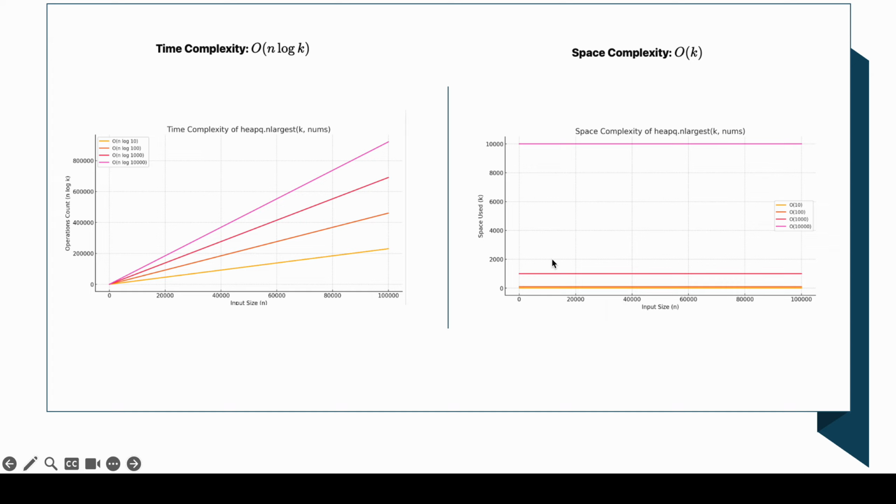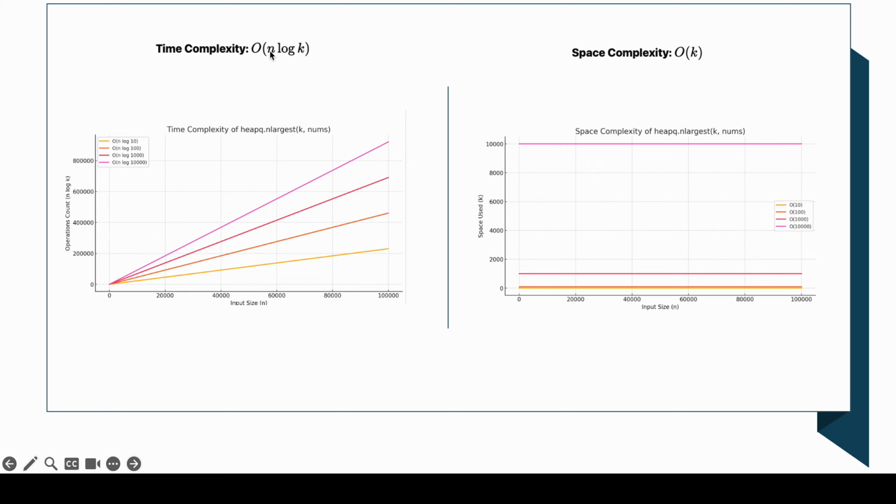So in regards to time complexity, as you can see, heapq.nlargest is both time efficient and space efficient. The combination of big O of n log k time and big O of k space makes it an optimal solution for finding the k largest elements in an unsorted array. By leveraging a min heap internally, this approach ensures that the algorithm remains efficient for a large input size and value of k. And here's a graph explaining what it means to be big O of n log k.